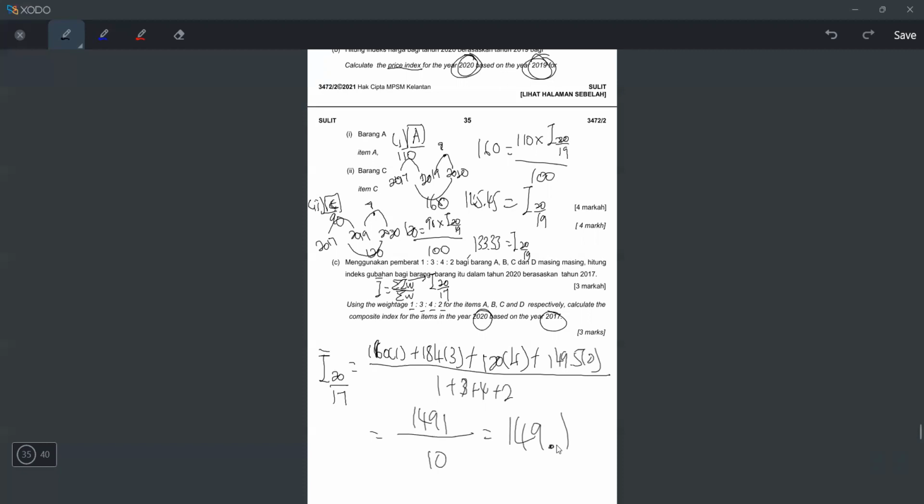So that's how you get 10 marks. That's how easy it is. This is a real SPM trial question. All right, I'll wait for you.